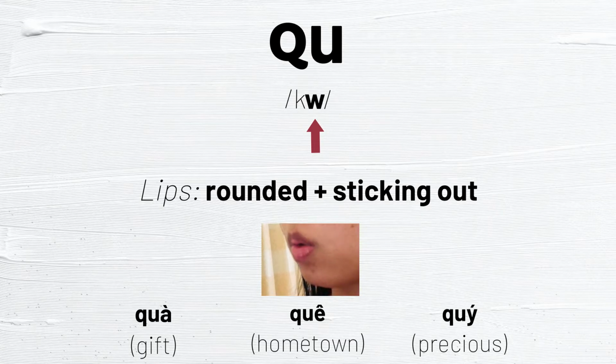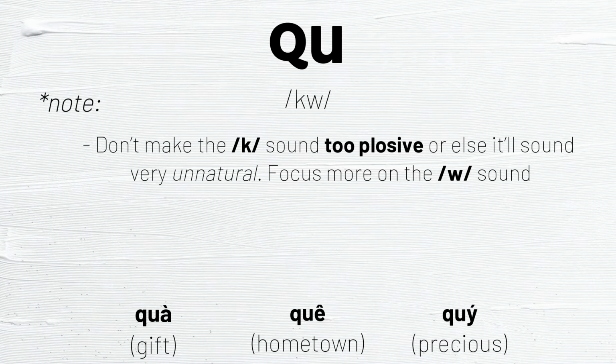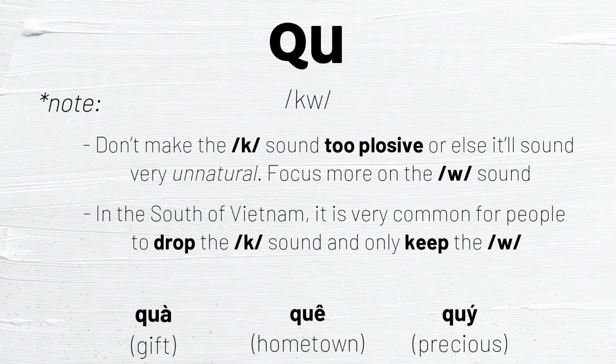Què, quê, quý. Don't make the K sound too plosive, or else it will sound very unnatural. Focus more on the W sound. In South Vietnam, it is very common for people to drop the K sound and only keep the W sound for this consonant. Therefore, you might hear these words pronounced as Wa, We, We, and this is how I personally do it. Either way is fine, just go with what you feel comfortable saying.